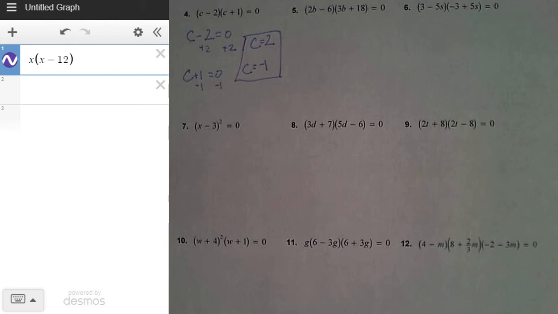Remember that variable, it could be anything you want at that point.